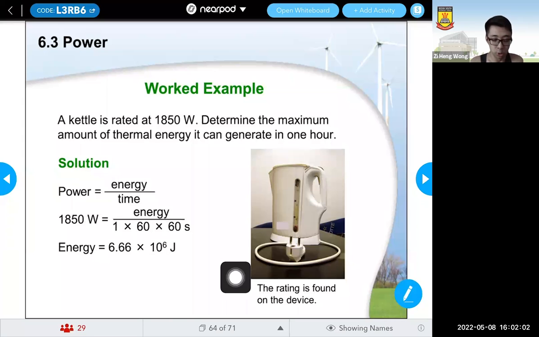This is why they call it the maximum amount of thermal energy, because this is assuming that all this power is converted into thermal energy. Of course, we know that it will not be so perfect. There will be energy loss in the system. So this is just the maximum. One thing we are sure of is it will never exceed that, but unlikely it will be equivalent to that. But if I want to do a simple calculation, assuming no energy loss, we will take this as the amount of thermal energy it can generate.